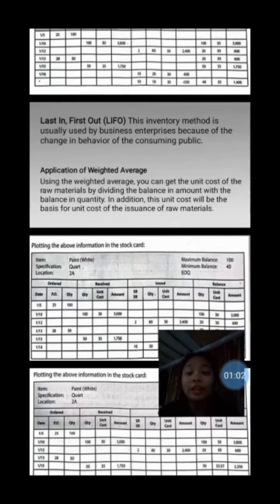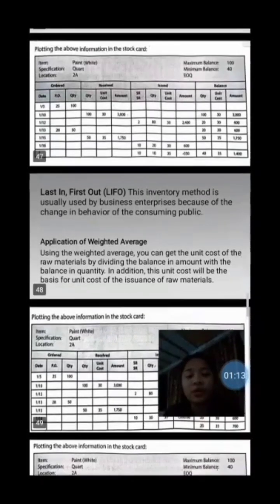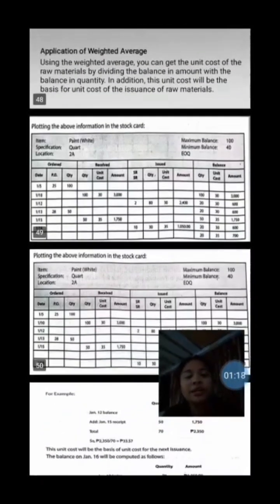Using LIFO typically lowers net income, but it is tax advantageous when prices are rising. So, let's use the same example we used in explaining the FIFO method. The only difference is that in the LIFO method, it is, again, last in, first out.